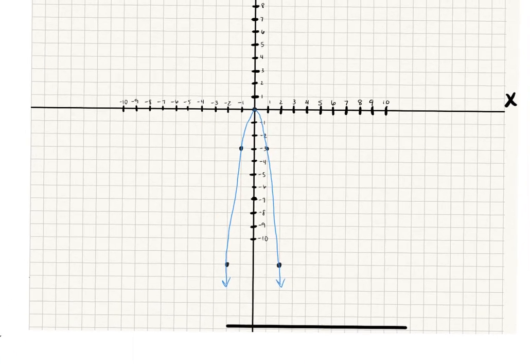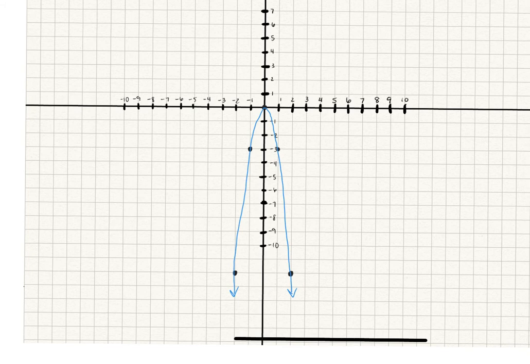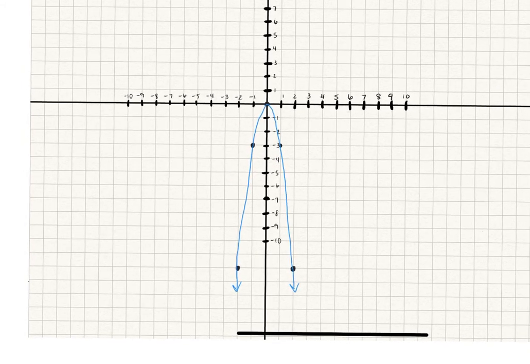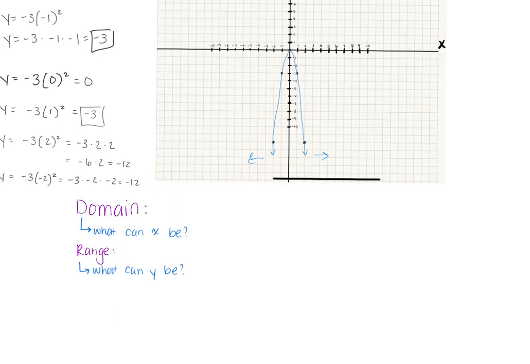Now let's go ahead and find the domain and range. So the domain is whatever the x values can be. And as you can see, these arrows are pointing down, but they also point in this direction and in this direction, because you can pick any values for x to plug in. So once we know that, our x values can be negative infinity to infinity.